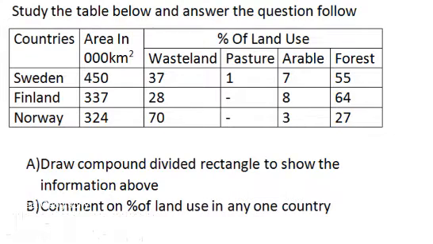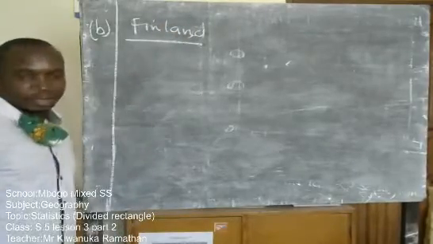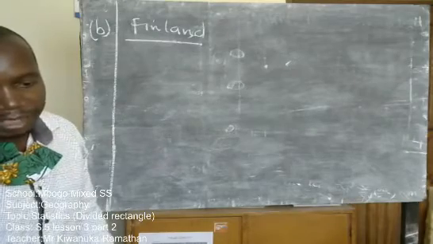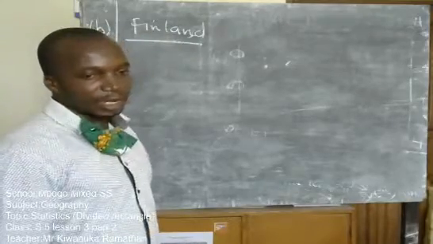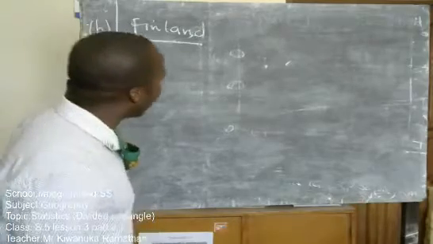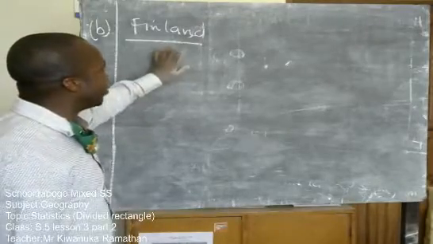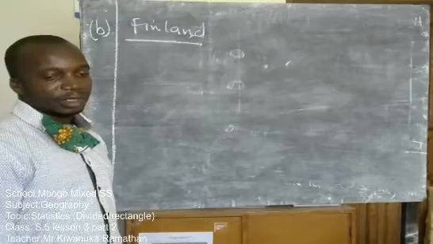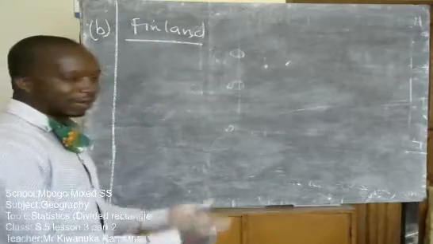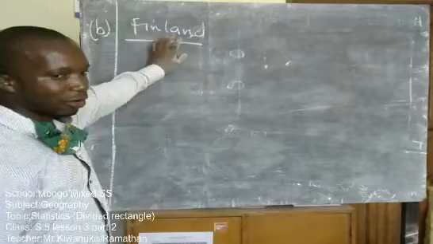You make a choice. If you go in for Finland, you clearly indicate that Finland. The question is, comment on the percentage of land use in any one country. We are considering, for example, Finland. When you are giving the comment, you don't look at the second table that you made. No, you don't look at the cumulative table. Rather, you are going to look at the original table that was given to you in the question. So we are looking at Finland. That is our country of choice. The question is comment on the percentage land use in Finland.